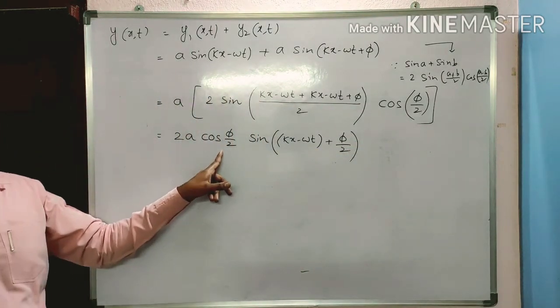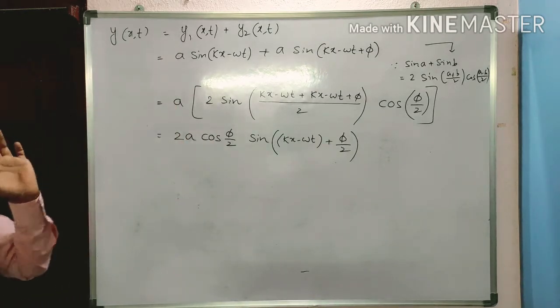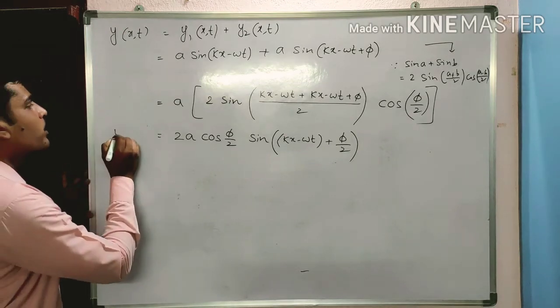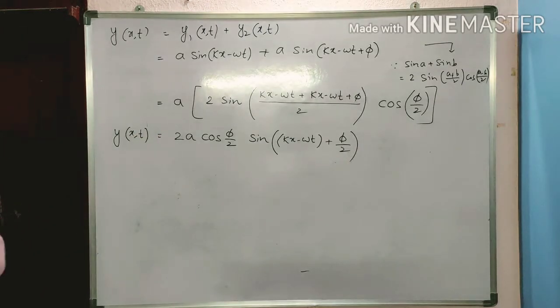2a cos(π/2) sin(kx − ωt + π/2). Okay? So what is this one now? This is the displacement of the resultant wave.